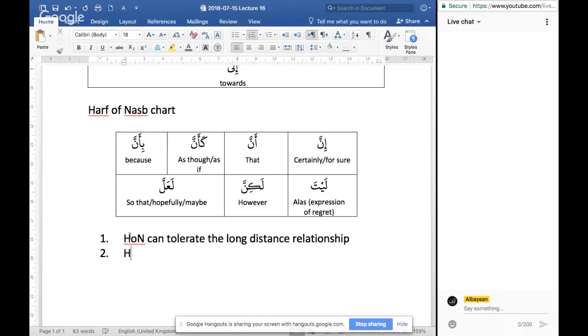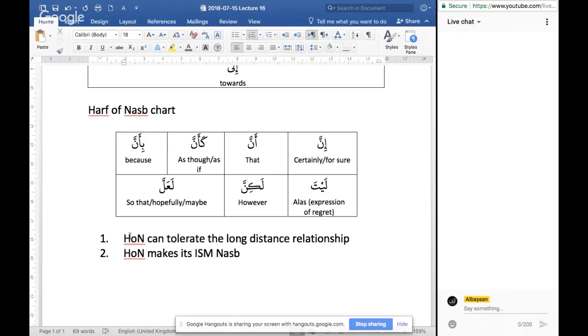And of course, Harf of Nasab makes its ism mansub. That's the purpose of Harf of Nasab. And that was it. Then we jumped into the practice and did some exercises.